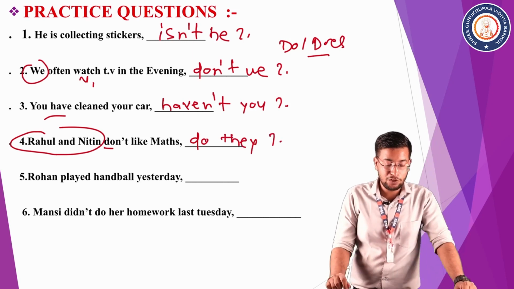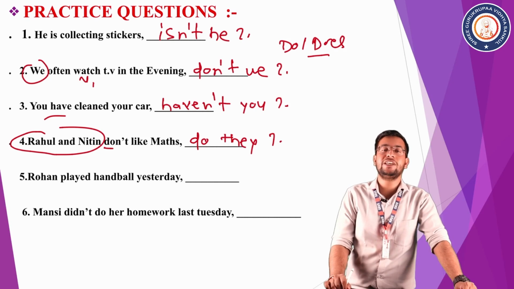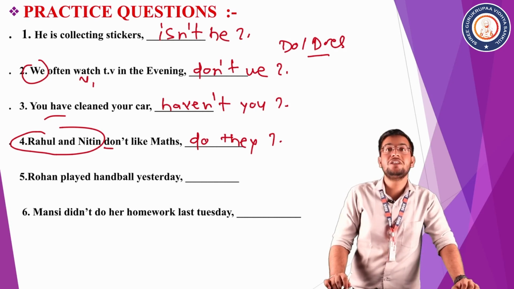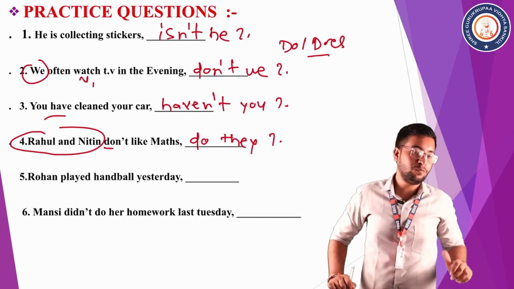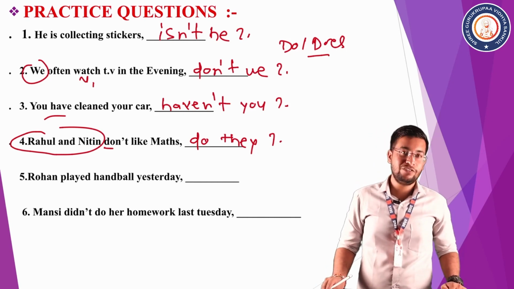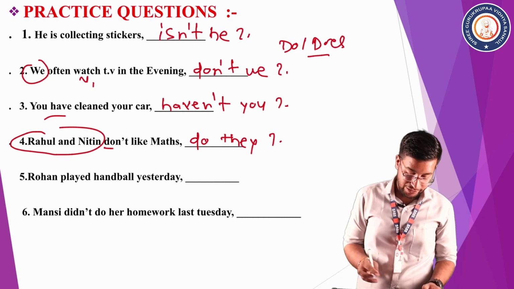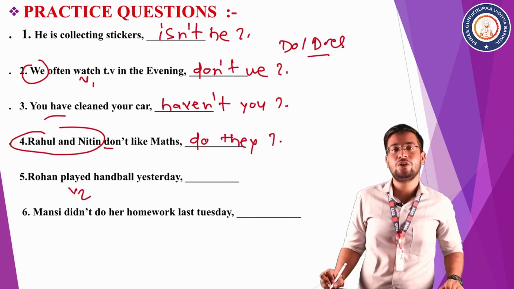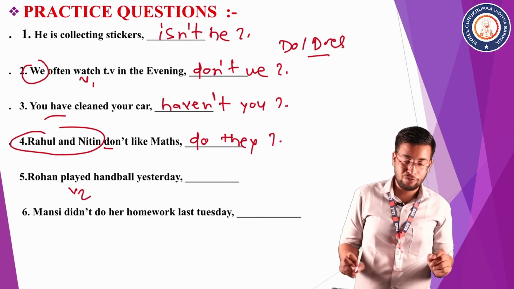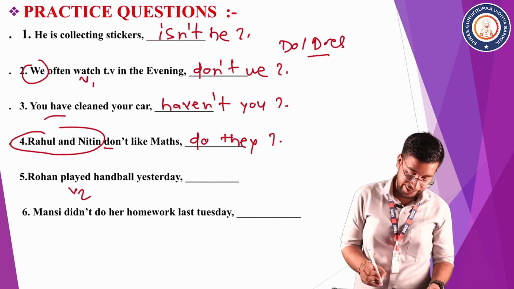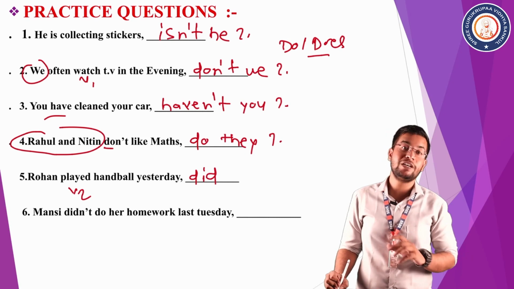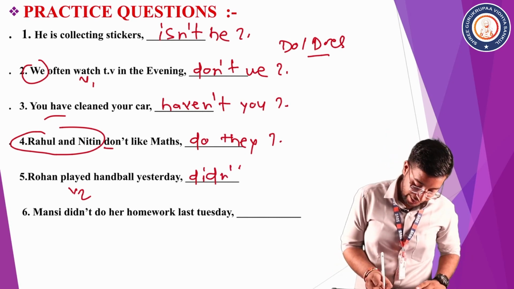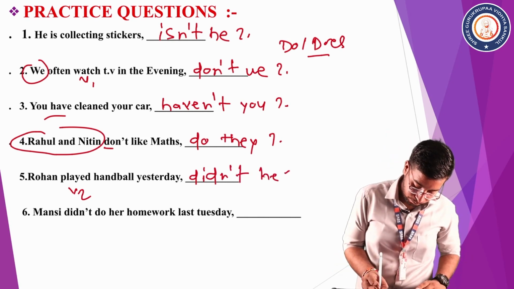Our next example, Rohan played handball yesterday. If you look at this example, you will see that there is no helping verb in this example. So either it is of present indefinite or of past indefinite. And if you look at this example, you will realize V2 is used here. So it is of past indefinite. If it is past indefinite, we will use did as a helping verb. So it will become did, and because it is affirmative, it will become negative. So it will be didn't he.